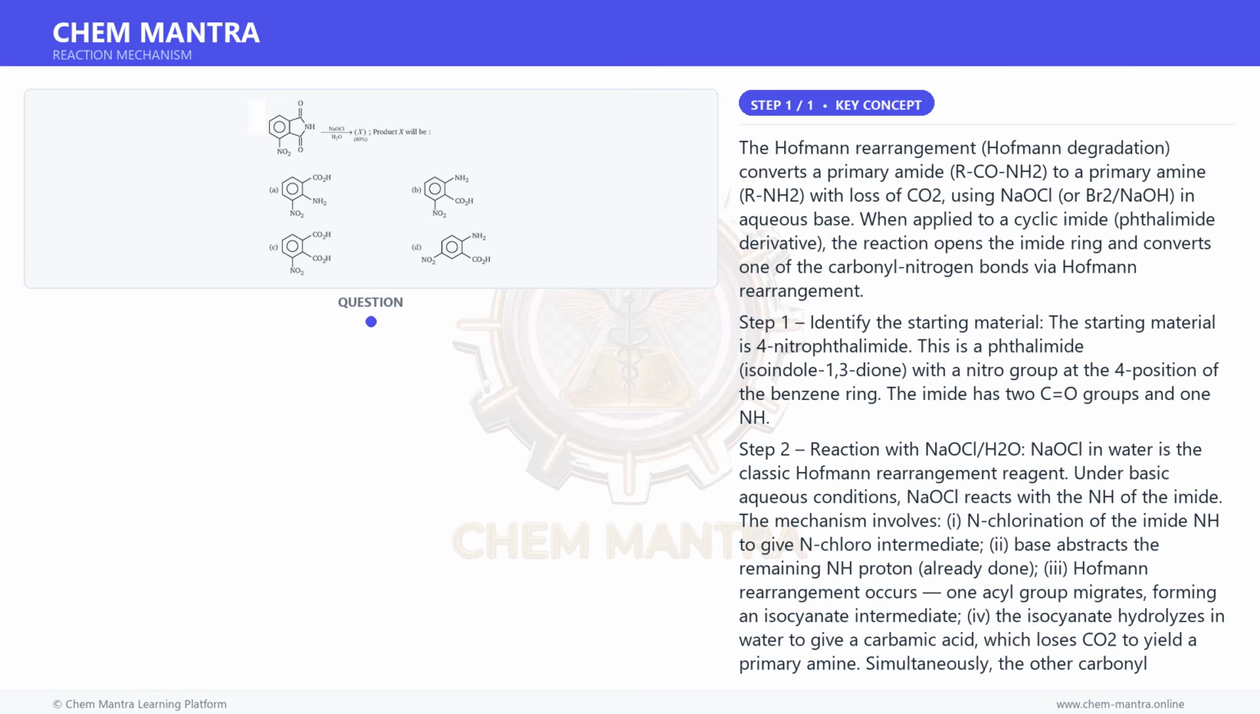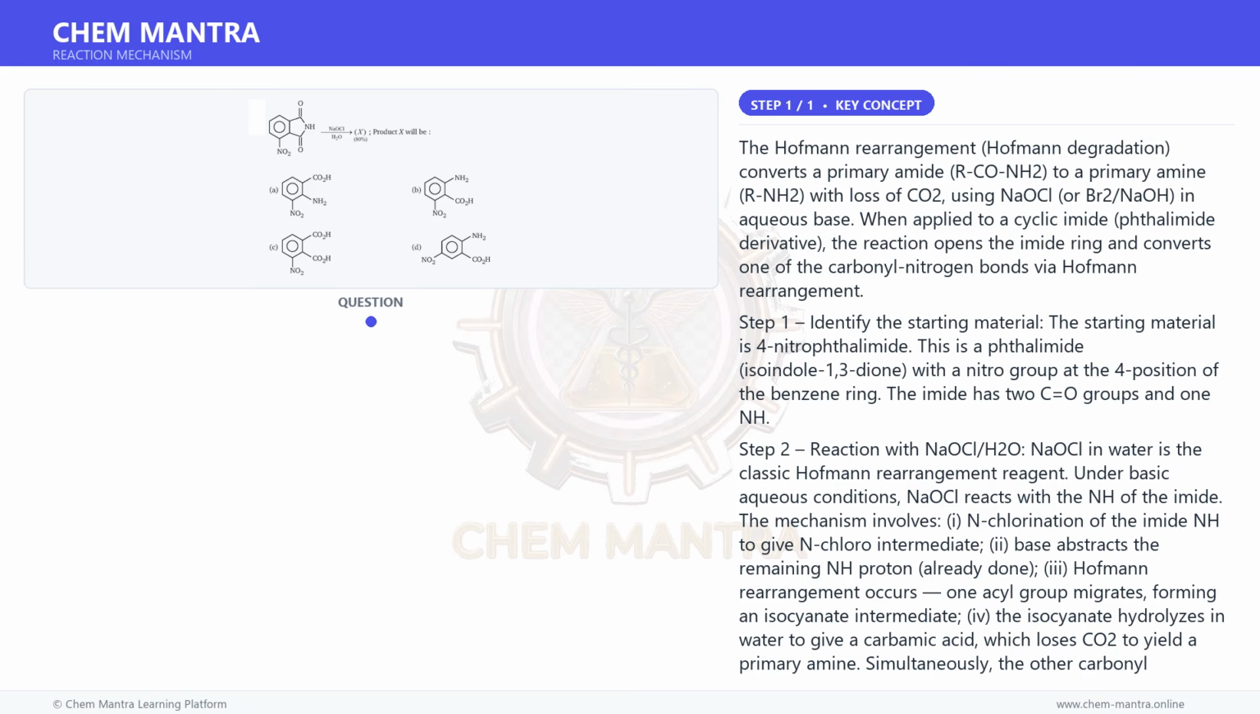Step 1. Identify the starting material. The starting material is 4-nitrophthalimide. This is a phthalimide, isoindole-1,3-dione, with a nitro group at the 4 position of the benzene ring. The imide has two C=O groups and one NH.